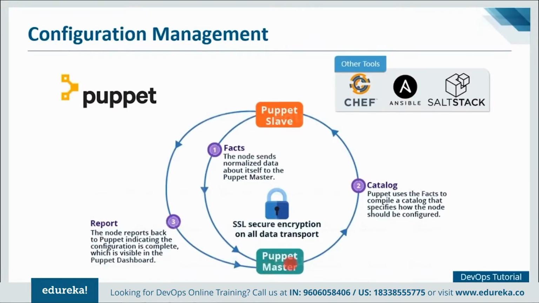The Puppet master uses the facts to compile a catalog that defines how the slaves should be configured. Now, what is a catalog? It is a document that describes the desired state for each resource that the Puppet master manages on a slave. Then the Puppet slave reports back to the master, indicating that configuration is complete, which is also visible in the Puppet dashboard. So that's how it works, guys. If you have any questions or doubts, you can go ahead and ask me.